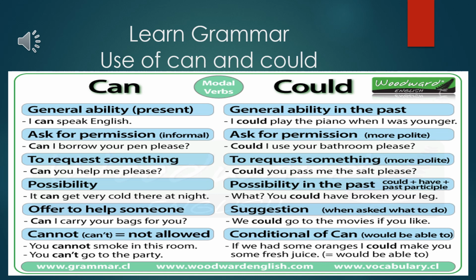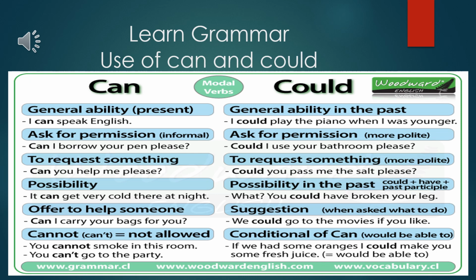So let's talk about the sentences which are given under each possibility. When we talk about the ability in the present, let's say I can speak English, I can write good Urdu, I can speak very well. So that means you're talking about the ability in the present. But when we talk about general ability in the past, we would say I could play the piano when I was younger. Or you can say when I was younger I could read short stories. This is the general ability in the past.